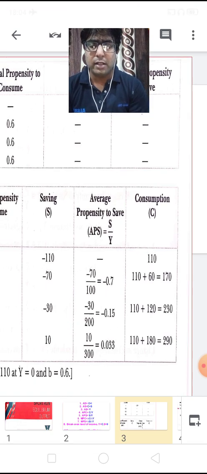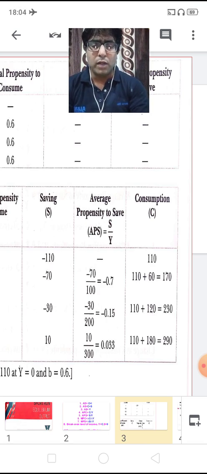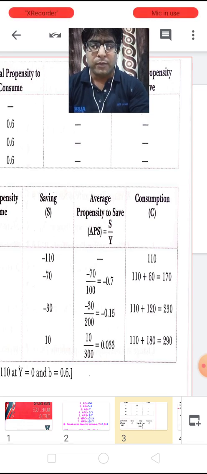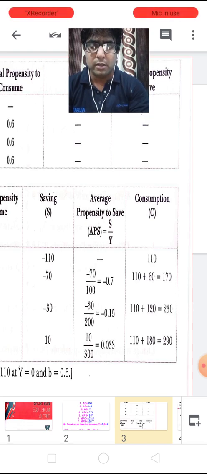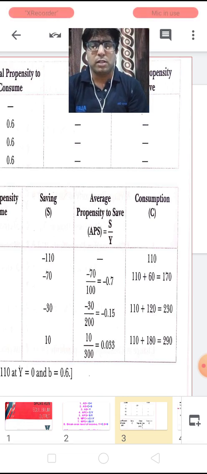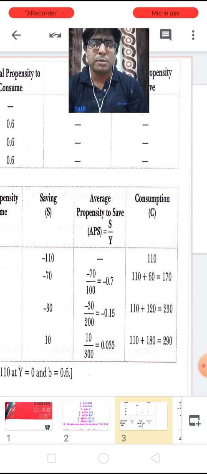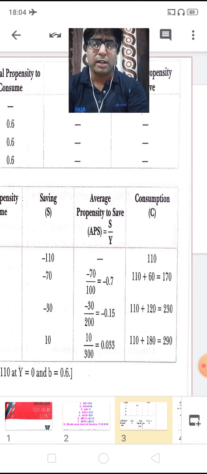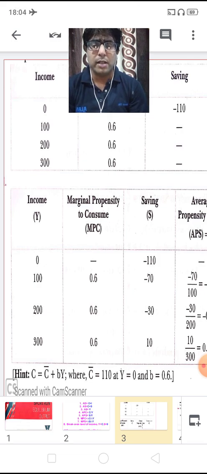So if we get the value of delta C, we can find the relevant consumption expenditure for the further incomes. So 110 plus 60 is 170, and in the third row of consumption we can write 170 plus 60, that is 230, and 230 plus 60 is 290. So this is the way we can find the value of consumption, and once we get the value of consumption, we can find the value of S by applying the formula, savings equals Y minus consumption.